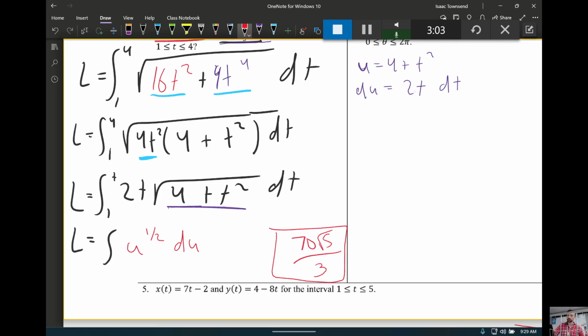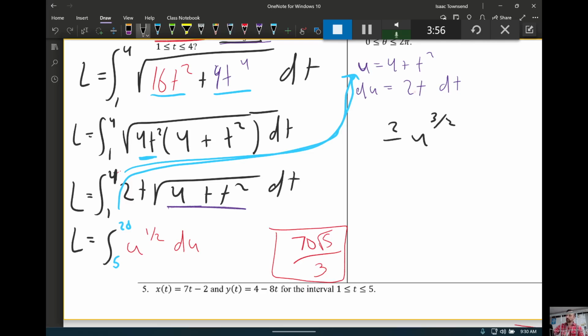But if you do use substitution, make sure you change your bounds here. When t is 4, that would make u be 4 plus 16, which is 20. And when t is 1, u would be 5. I'm low on space, so I'm going to use this over here. Okay, now I can do the antiderivative.